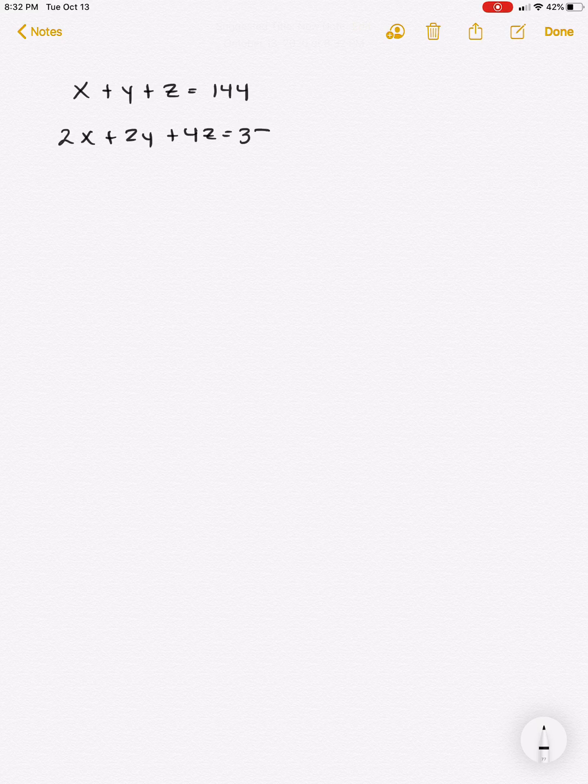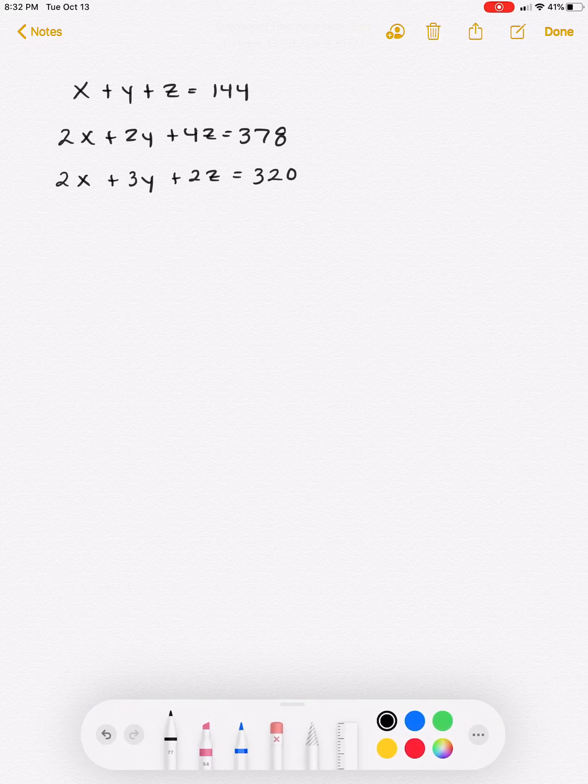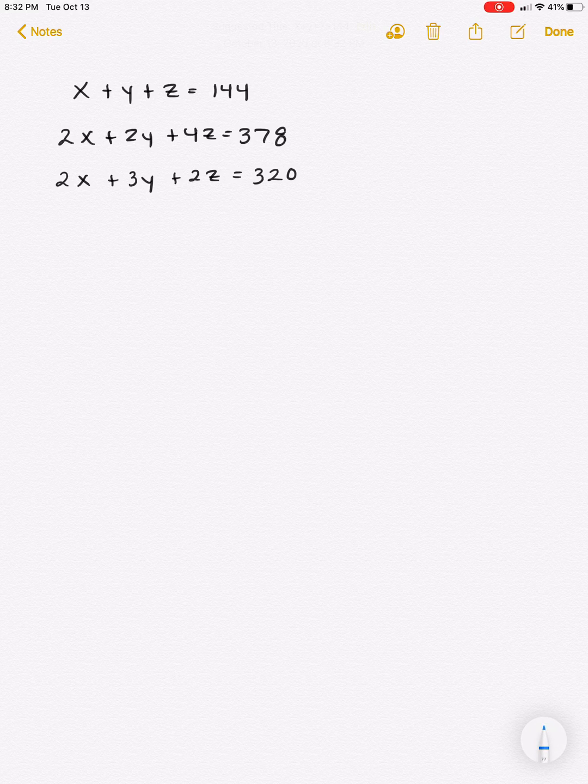One thing I noticed, though, is I have one of those types of problems where I have 3 equations and all 3 equations have all 3 variables. So this really lends itself to a good elimination problem.